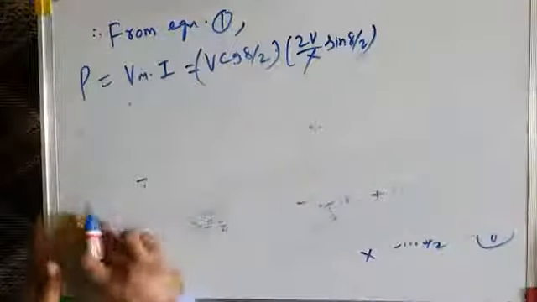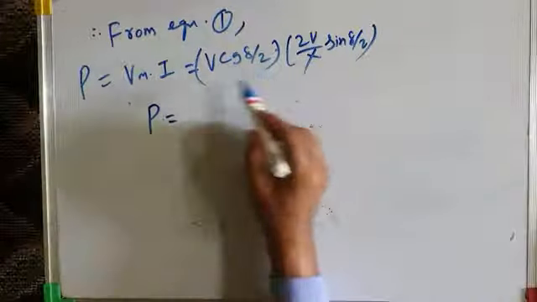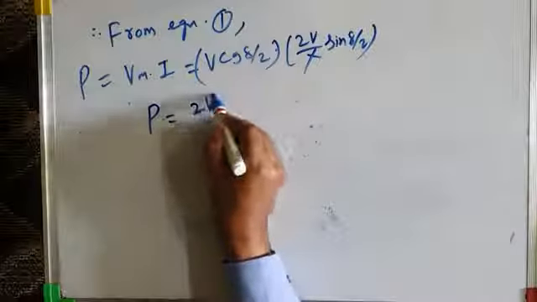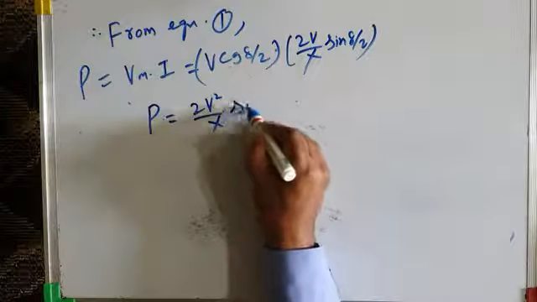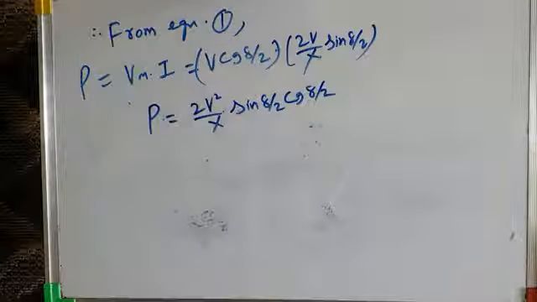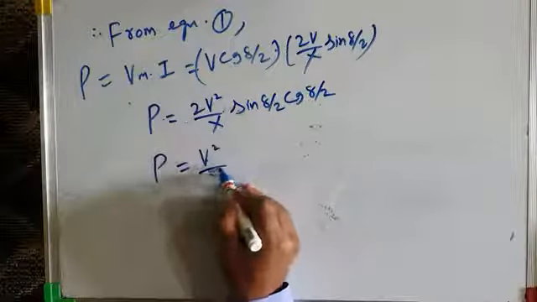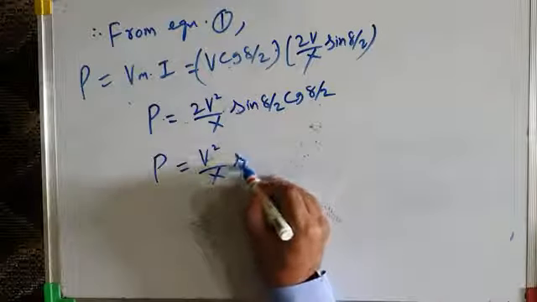Right? So let me rub this. So power transmitted or transferred over the line is V into V is V square. So it is 2V square by X sine delta by 2 cos delta by 2. Okay, so this becomes equal to V square by X sine delta.